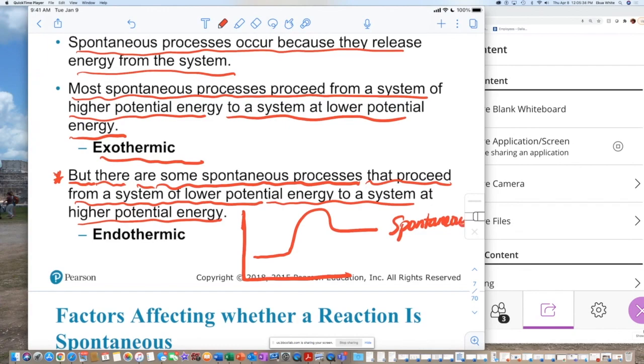Spontaneous, but they should not be. These are reactants and these are products. So we saw from before, based on the definition, these should not be spontaneous, right? But there are some reactions that go against the definition, but they still work. So how do we explain that?